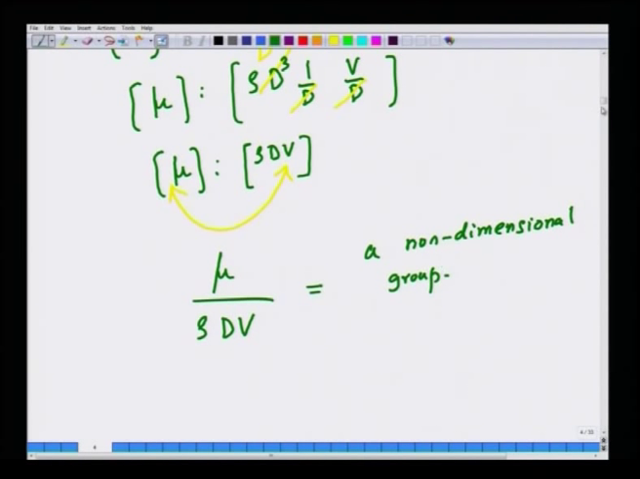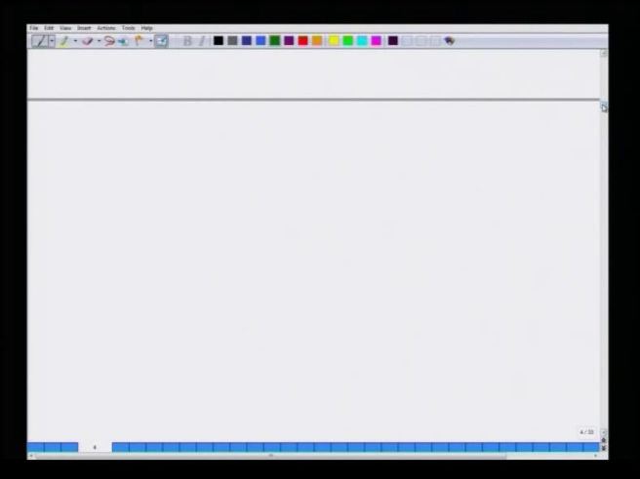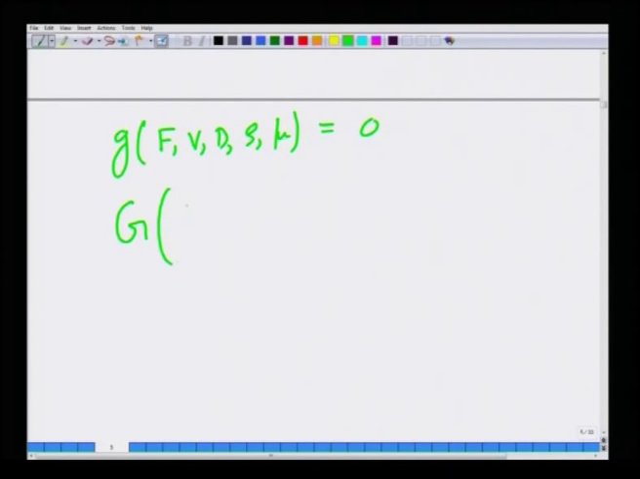So, we have finally come up with, we had initially a dimensional relationship between 5 dimensional variables. Okay, we have now reduced it to a functional relationship between 2 non-dimensional groups, mu by rho v d. Now, one important thing is that it does not matter whether, so let us call this as pi 1.